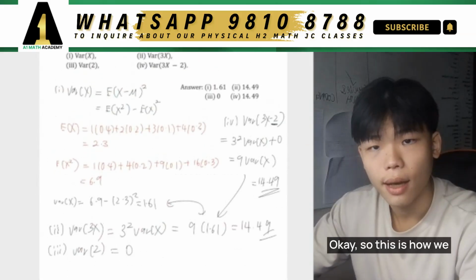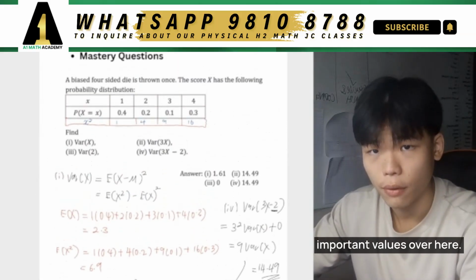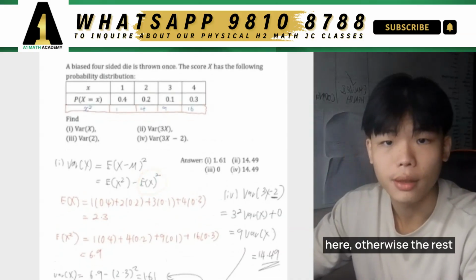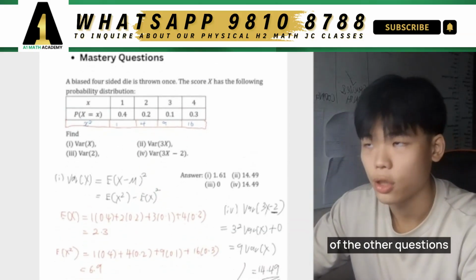Okay, so this is how we actually derive all the important values over here. Apologies earlier on for my oversight on this. There's a square over here. Otherwise, the rest of the other questions are more or less like that.